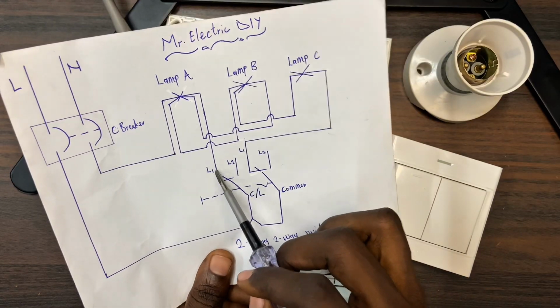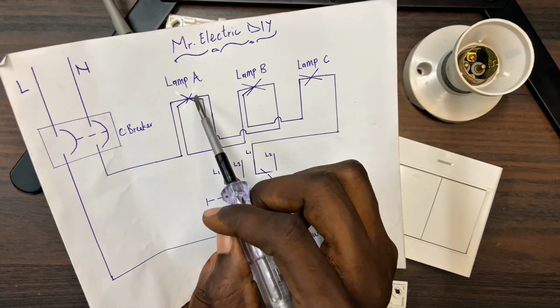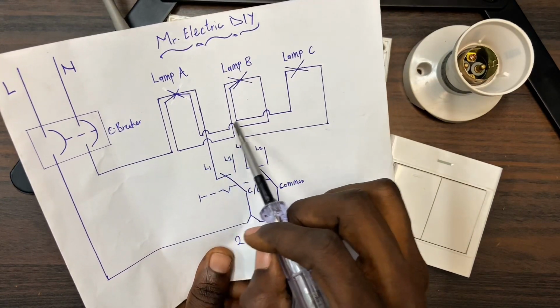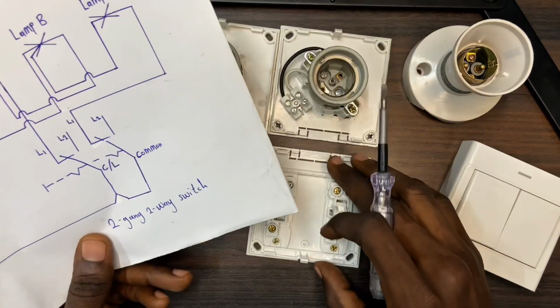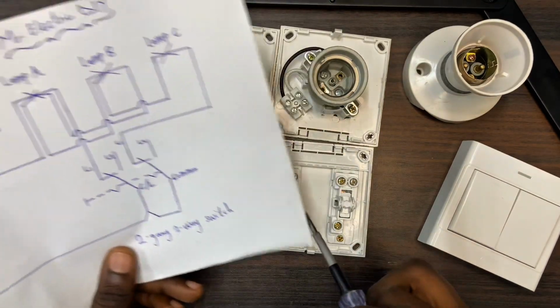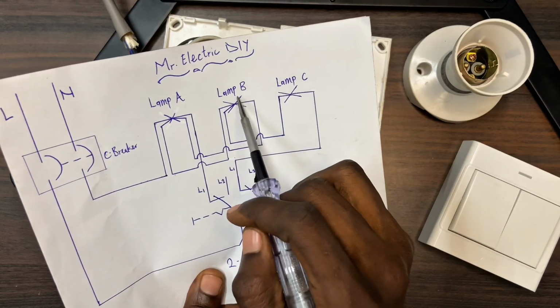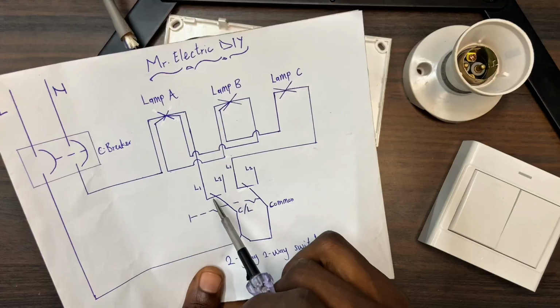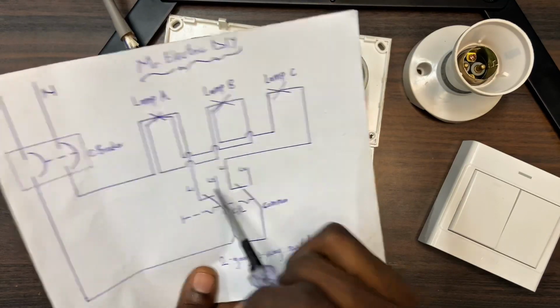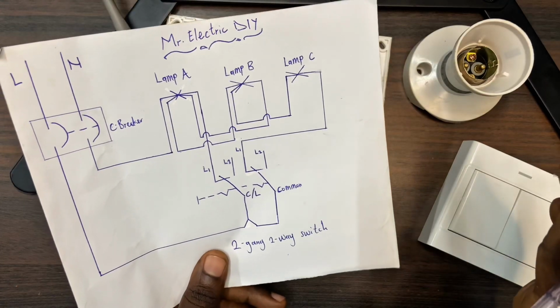This side, the L1, I loop the switch wire. This is a switch wire to lamp A. I loop it from the lamp holder to lamp B. You can loop it from the switch. It is the same principle. You can also loop it like this from the lamp holder itself to the other lamp holder, or you can loop the switch wire from the L1 on the switch to lamp B. It is the same principle.